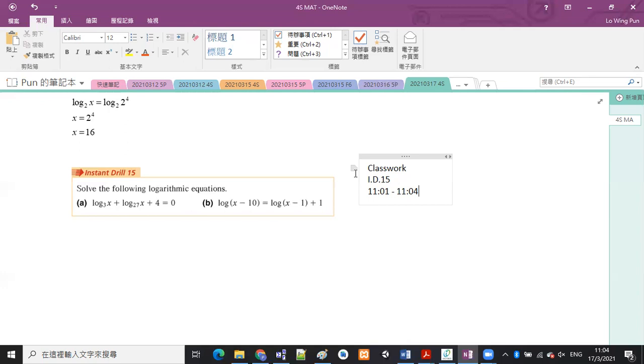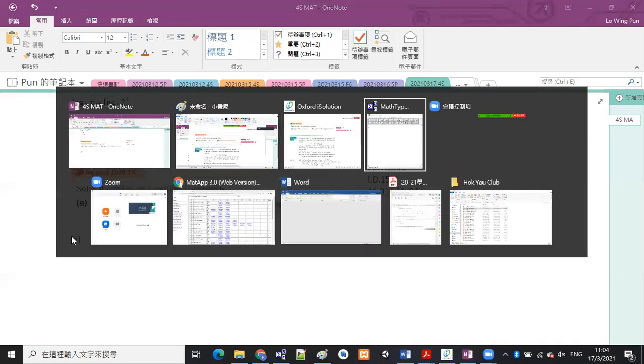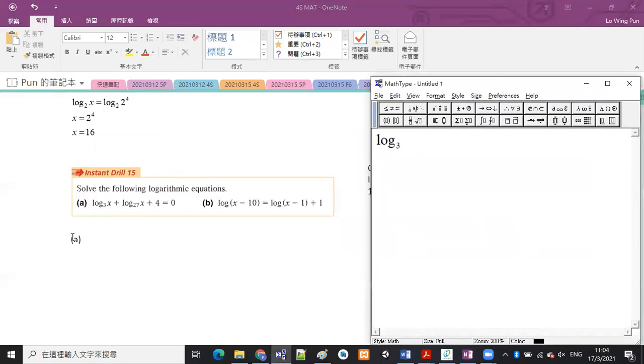Okay, let's check the answers. Okay, part A, so we have two different bases. So I need to change the larger base to be the smaller base. So it becomes log x over log 27 base 3. And I'm going to move the 4 to the right-hand side.